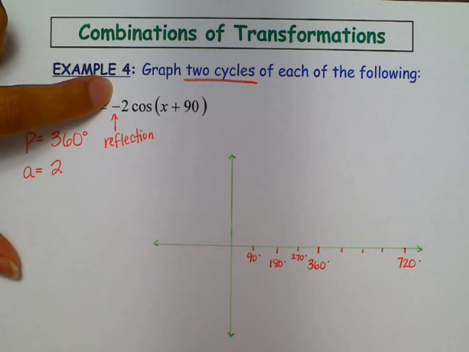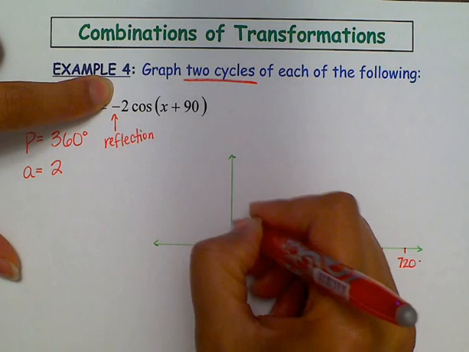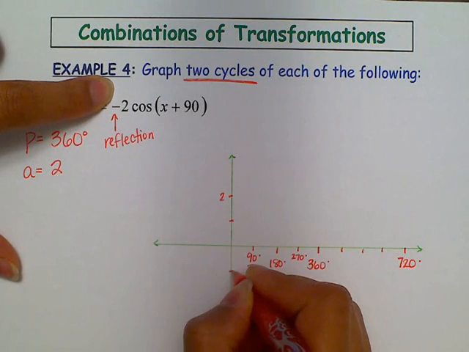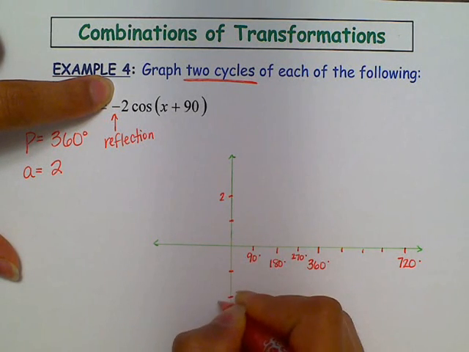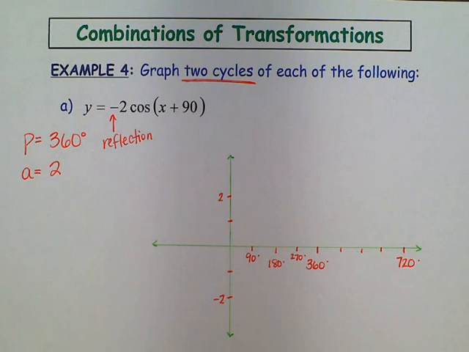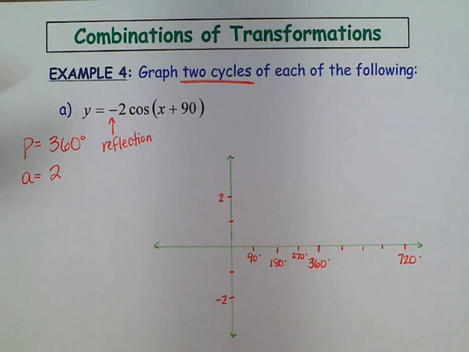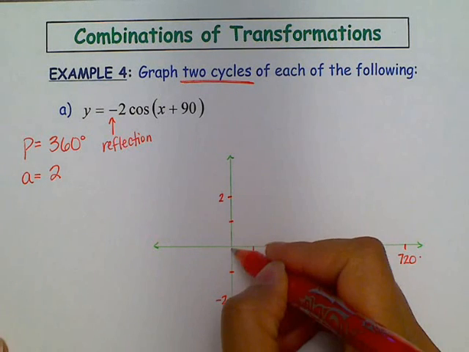And because this time I have a vertical stretch by a factor of 2, I need to make sure that my vertical axis goes up to +2 and -2. I don't have to worry about extending it much past that because there's no vertical shift up or down. And now I'm actually going to sketch the first cycle of this graph that only incorporates the stretches and reflections.